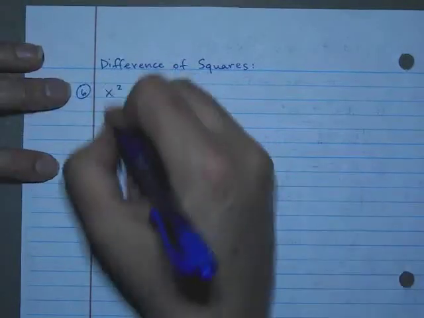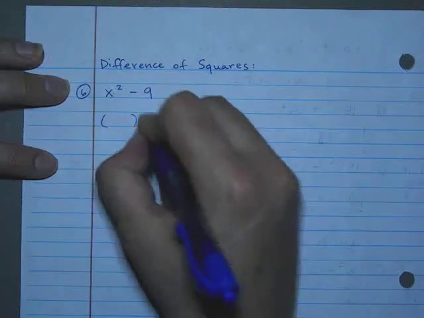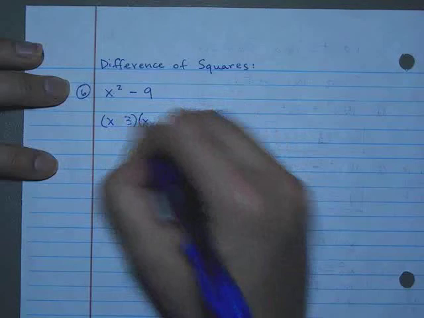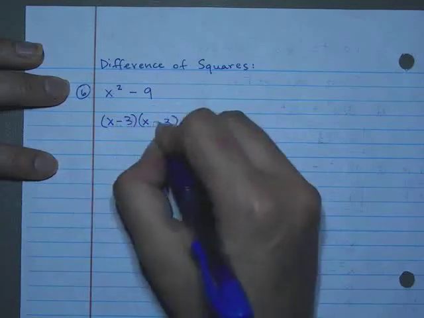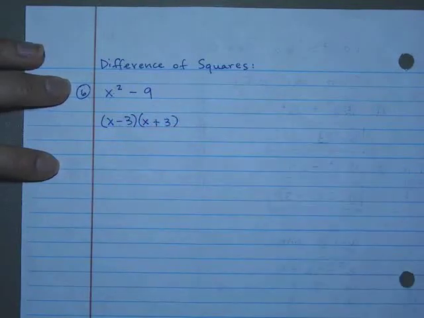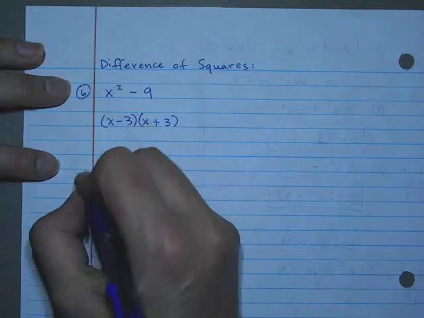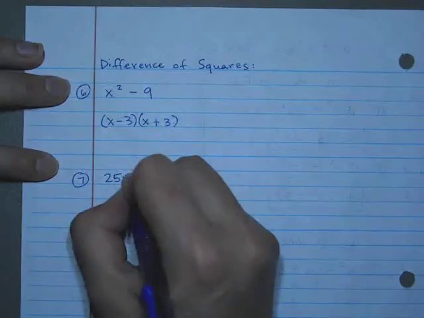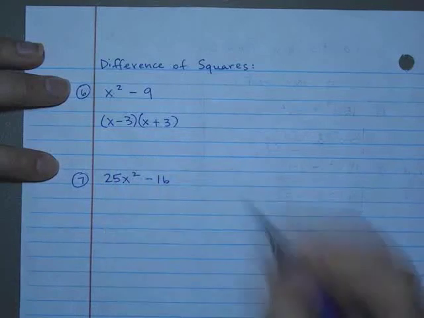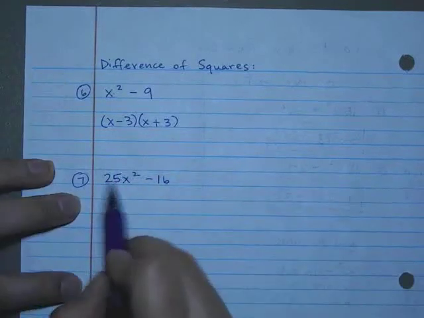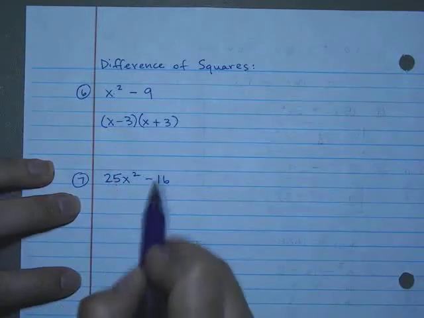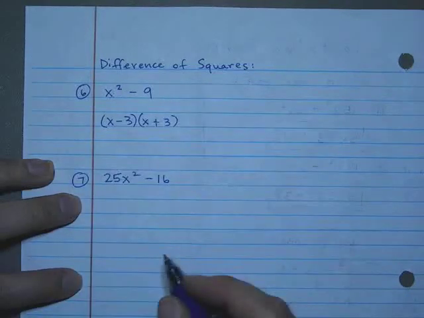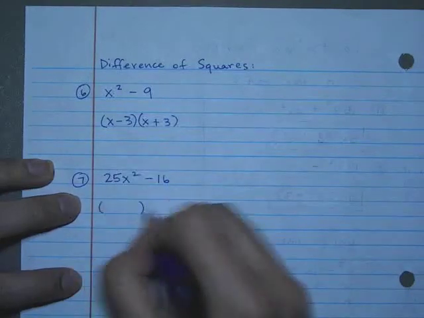All right, so the answer here, the square root of x squared is x. The square root of 9 is 3. Okay, and then one gets a minus, one gets a plus. All right, so let's do a few of these and make sure that we see what we're doing here. Number 7 is 25x squared minus 16. Again, I've got something that I know the square root of at the beginning and the end, and a minus sign in the middle. That's how I know it is difference of squares. All right, so I'm going to do my two sets of parentheses.